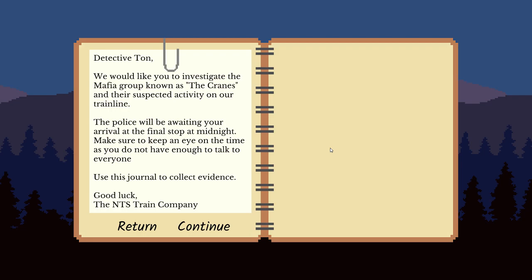And their suspected activity on our train line. The police will be awaiting your arrival at the final stop at midnight. Make sure to keep an eye on the time, as you do not have enough time to talk to everyone. So that already feels like a good way of maintaining some dramatic pacing. Use this journal to collect evidence. Good luck, the NTS train company. So we can either return or continue.